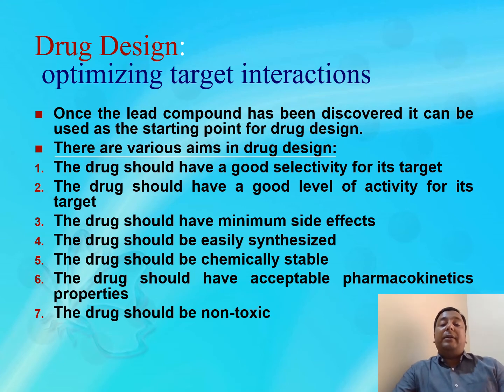Apart from that, drugs also should have good selectivity for their target and a good level of activity for that target. A drug should also have minimum side effects, and it must show maximum activity in the target sites. Drugs also should have acceptable pharmacokinetic properties, and should be less toxic. There are plenty of properties for being a good drug.